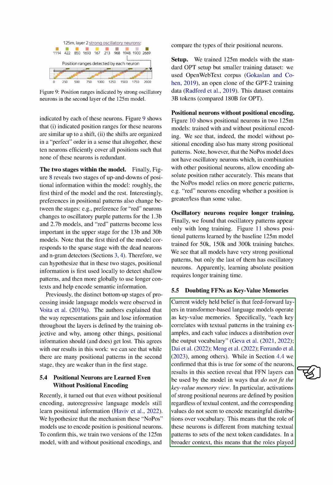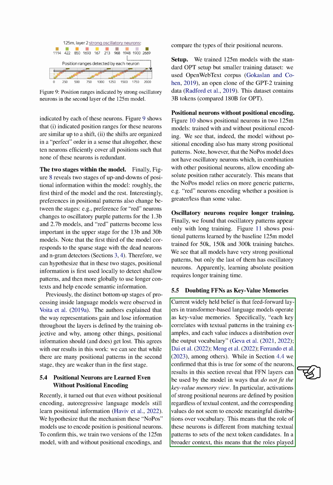There's a common belief that the feed-forward layers in transformer-based language models function as key-value memories, with each key correlating with textual patterns in the training examples, and each value inducing a distribution over the output vocabulary. While we found this to be true for some neurons, our results also showed that feed-forward layers can be used in ways that don't align with the key-value memory perspective. For instance, the activations of strong positional neurons are determined by position, regardless of textual content, and the corresponding values don't seem to encode meaningful distributions over vocabulary. This suggests that these neurons serve a different function than matching textual patterns to sets of the next token candidates. It also implies that we still have much to learn about the roles played by transformer feed-forward layers.